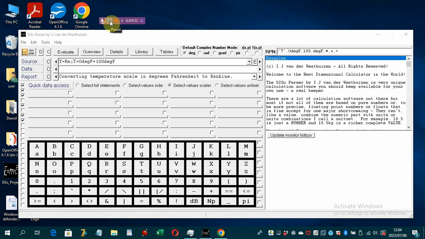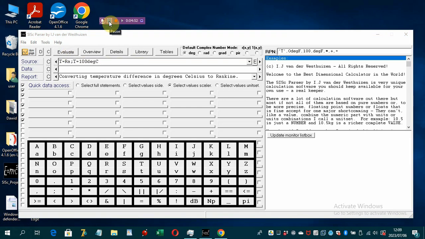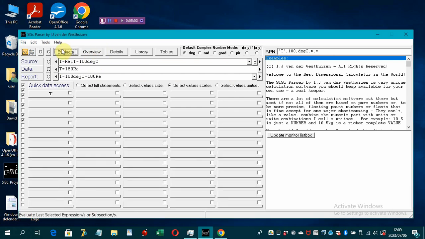Okay, redoing the last one correctly, converting temperature scale in degrees Fahrenheit to Rankine. We have T equals Rankine, T equals a 0 of degrees Fahrenheit, that's a constant, plus 100 degrees Fahrenheit, and we get that. Converting temperature difference in degrees Celsius to Rankine. T is Rankine, T is 100 degrees Celsius. Evaluate. I think I've shown this one, but I've just decided to redo it again.